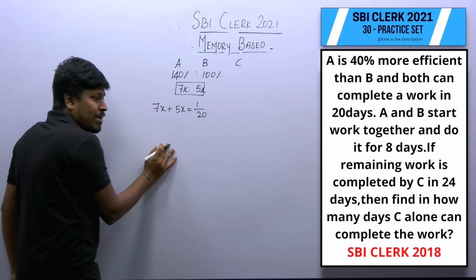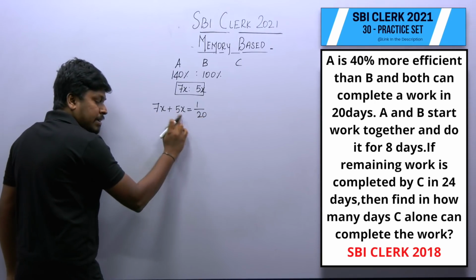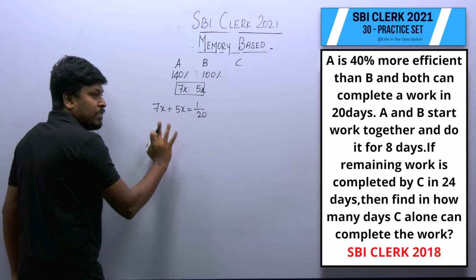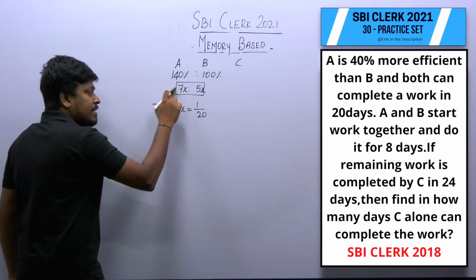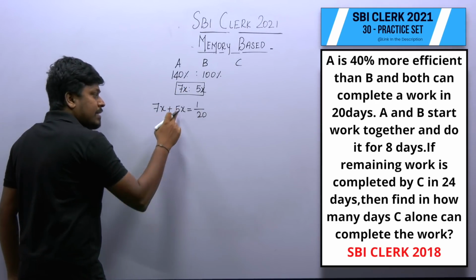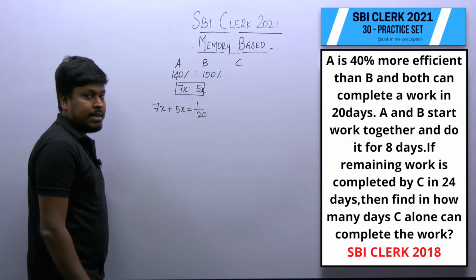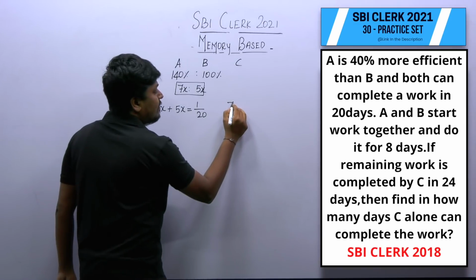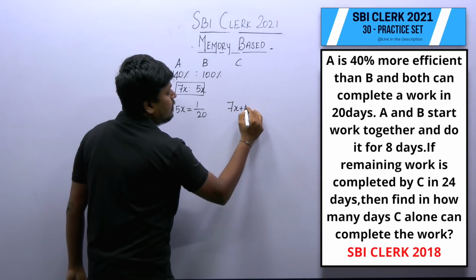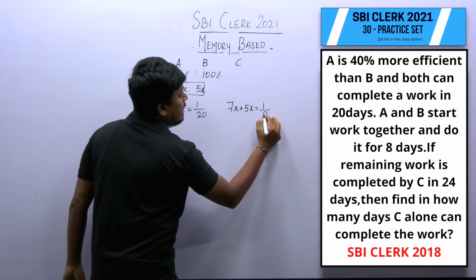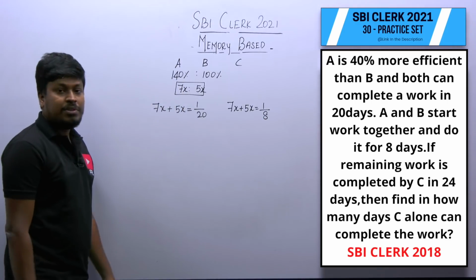Got this logic or not? So A and B, both the persons, can complete a piece of work in 20 days. A's efficiency is 7x, B's efficiency is 5x. Next point they have given: A and B worked for how many days? Only 8 days. Understood how I wrote both the equations?